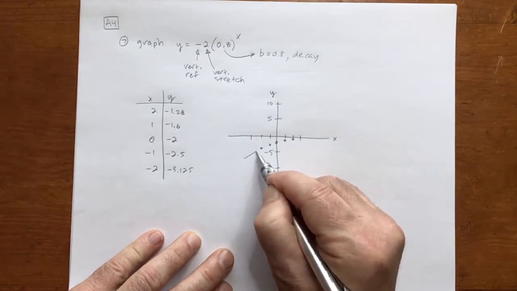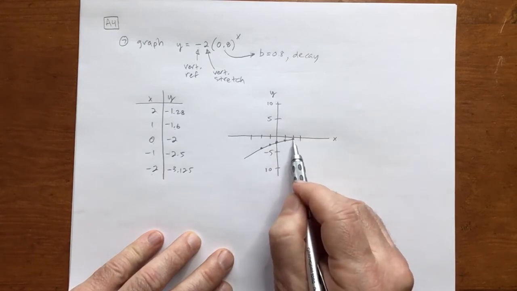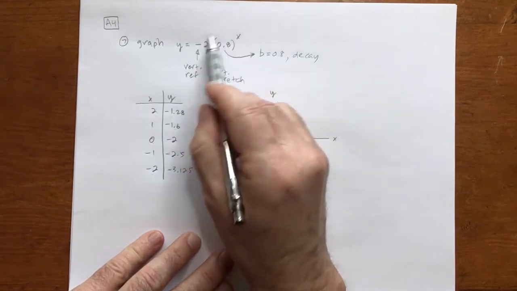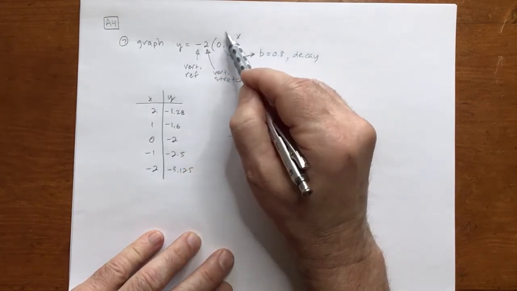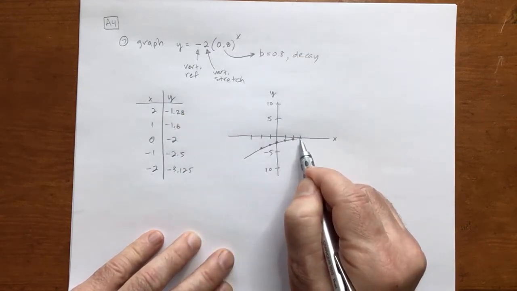It's hard to see what's going on, but would I ever actually hit the x-axis? Is there any way this would ever equal 0? Well, this part can't equal 0. So no, it never would. That must still be the asymptote.